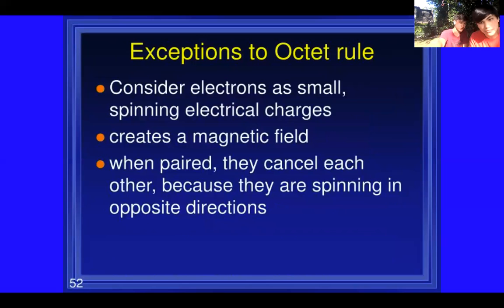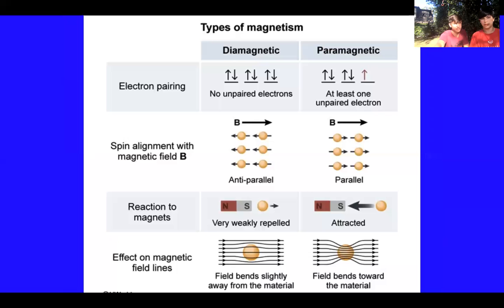Exceptions to the octet rule, part 2. Consider electrons as small spinning electrical charges. Once you've got that image in your head, they create a magnetic field. When paired, they cancel each other because they are spinning in opposite directions.